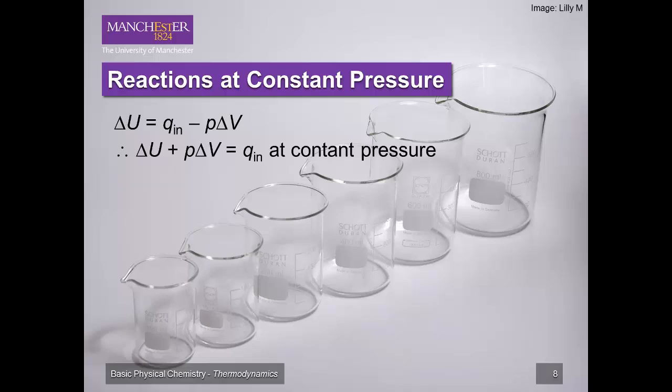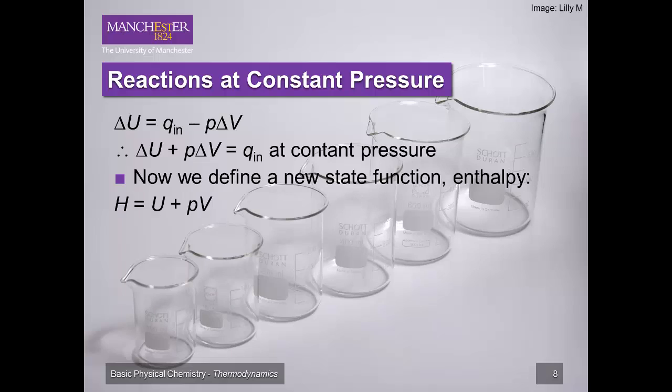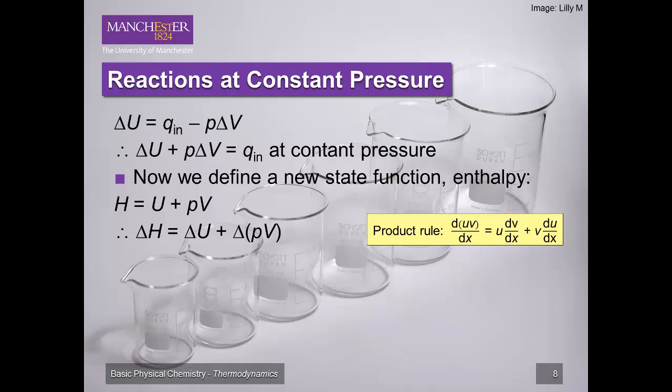In this case, the first law of thermodynamics does not simplify. It was therefore necessary to create a new state function called enthalpy, symbol H. Enthalpy is defined as H equals U plus PV. And therefore the change in enthalpy, delta H, equals delta U plus delta PV. Since PV is a product, we must use the product rule to differentiate it. Thus, delta H equals delta U plus P delta V plus V delta P.